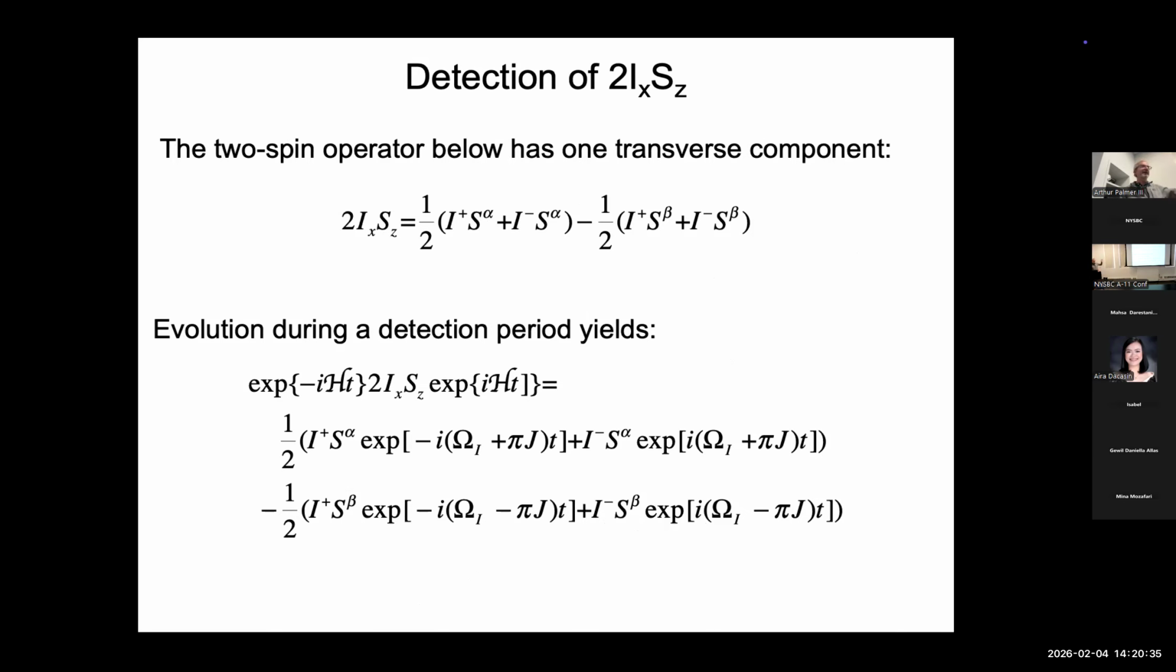So this is a great simplification. We don't have to do any calculations as to what's going on during acquisition. We know by inspection what's going to happen during acquisition.